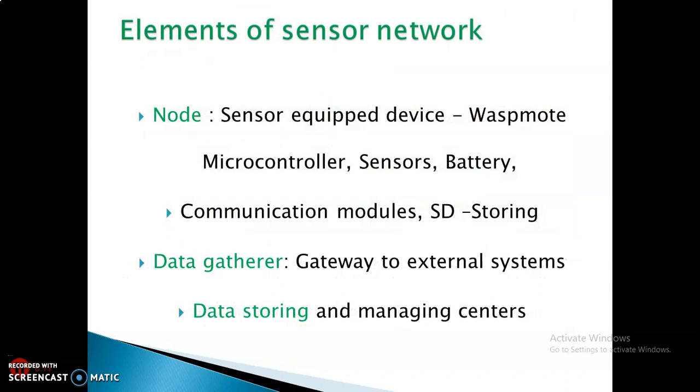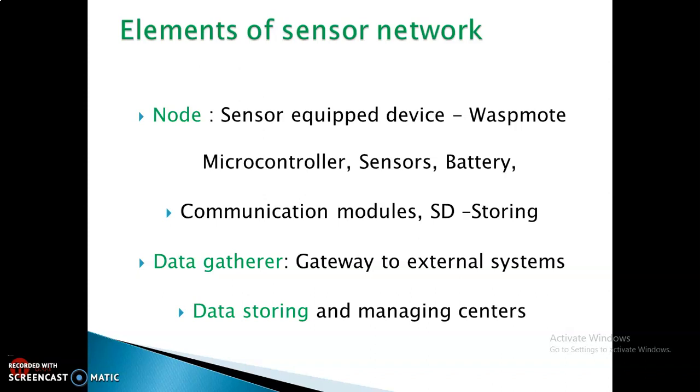The next one is the main thing, the elements. The elements of a sensor network are nothing but node, data gatherer, and data storing. While you are talking about this sensor network, there are three very important things. The node is a sensor equipped device, and an example people use nowadays is called the VASP mote. The VASP mote is a node, and this particular node consists of interconnected components. The interconnected components are microcontroller, sensors, battery, communication module, and SD card.